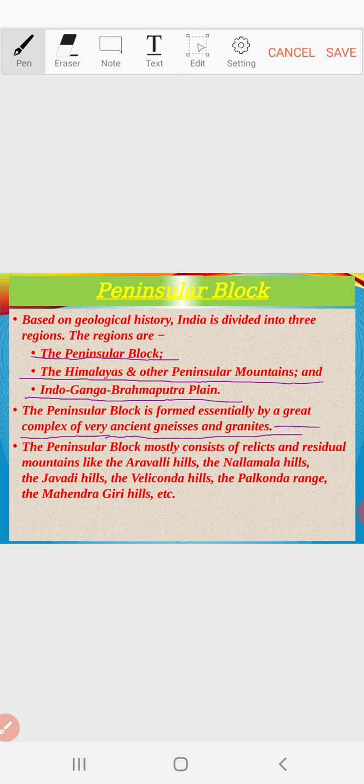Now, another feature of the peninsular block is that it consists of relics and residual mountains. Now, what is the meaning of residual? Leftover. Relic means leftover.